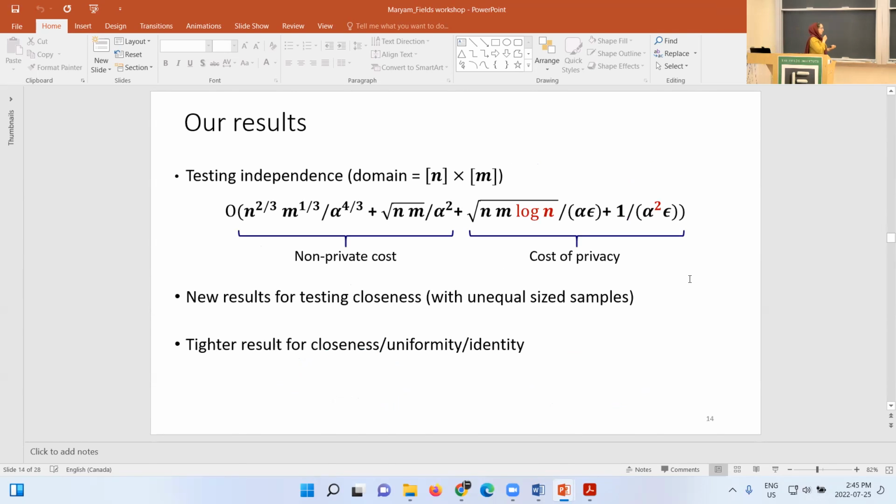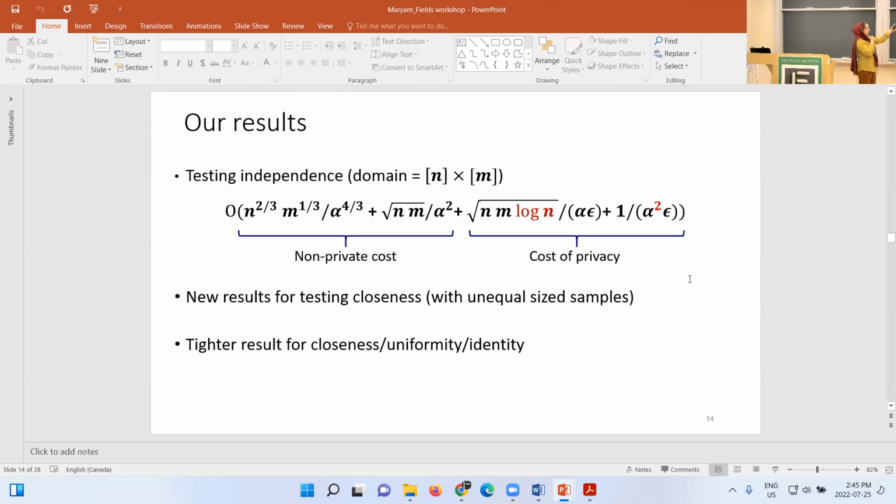Using our techniques, we provide an algorithm that uses this many samples for independence testing. We were also able to provide a new algorithm for closeness testing with unequal sample sizes, so we have a different number of samples from P and Q. And we were also able to get tighter results for the other problems.